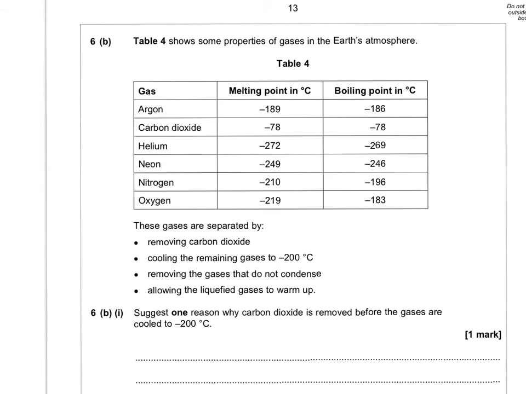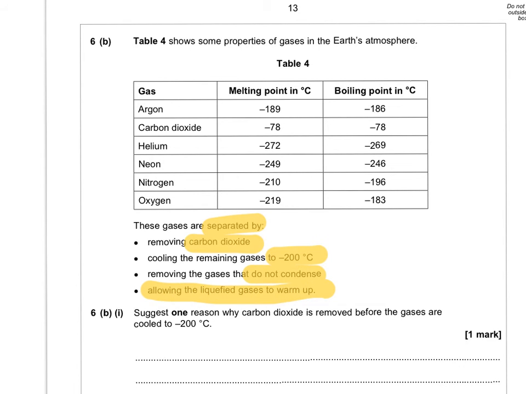Then we have some properties of gases in the Earth's atmosphere, and it's on about separating them. It says they're separated by removing CO2, cooling the remaining gases to -200, removing the gases that do not condense, i.e. that are still gases, and allowing the liquefied gases to warm up.